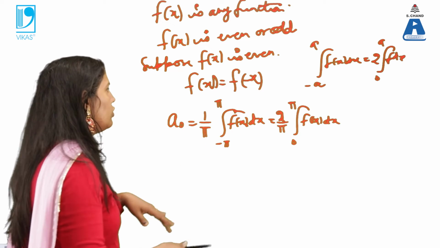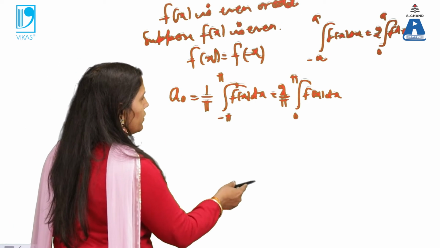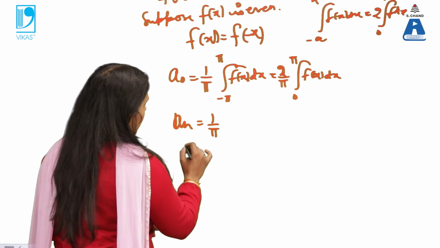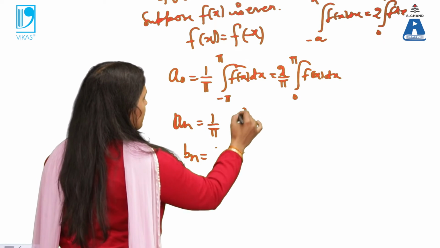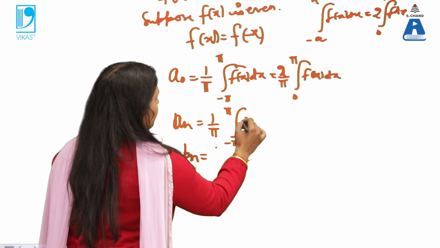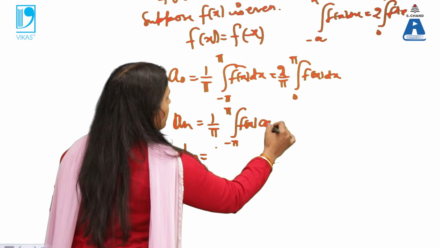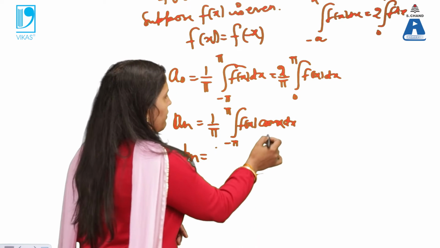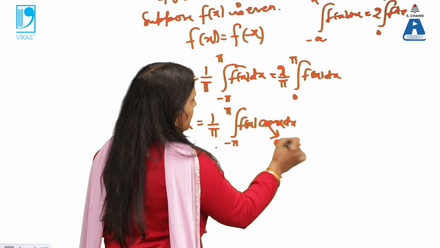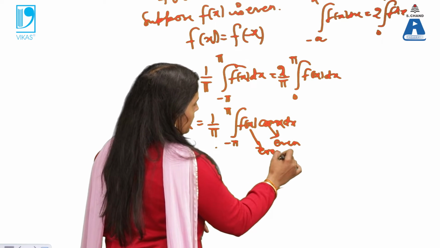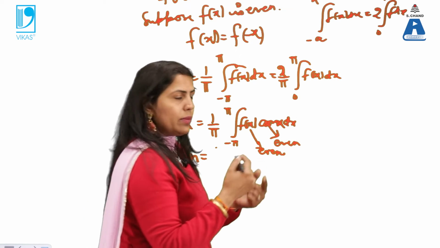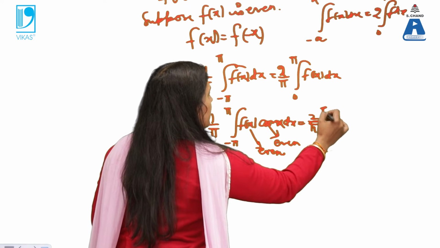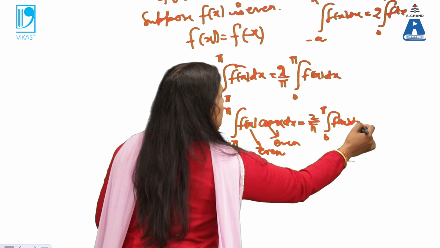If it is not, then you have to calculate it as per the formula. Then the same thing, an. What will be an and bn if in case it is even? So an is 1 by pi, minus pi to pi f(x) cos nx dx. In this case, see carefully. This function is even and this is also even because we have assumed it. Even means it will be even finally. So it means you will make it twice and 0 to pi when the function is even.